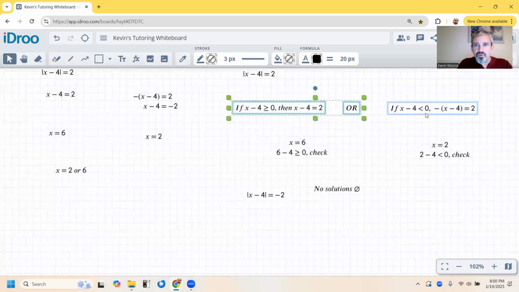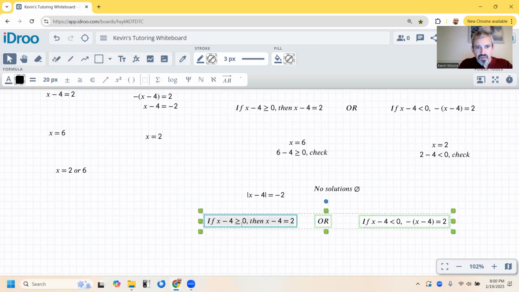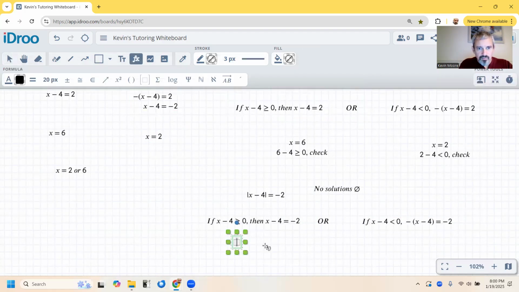I'm going to copy all three of these and paste them down here. But in this case, if x minus 4 is greater than 0, then x minus 4 equals negative 2. And this one equals negative 2. Here we get x equals 2. Here we get x equals 6.